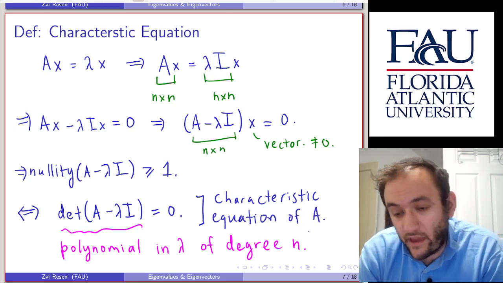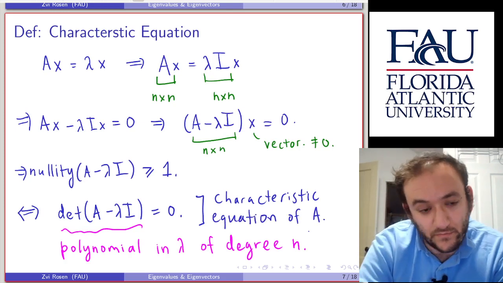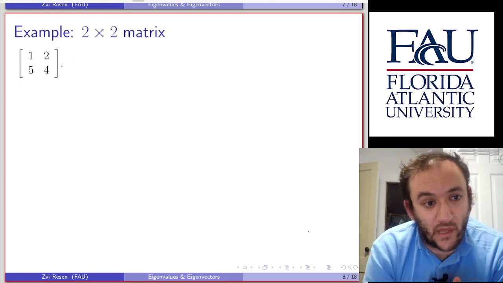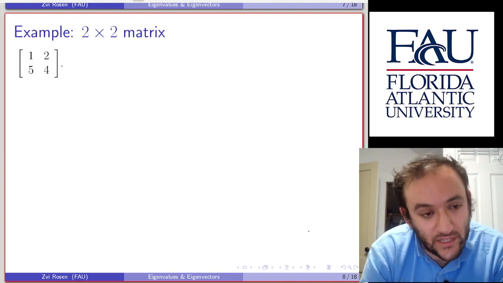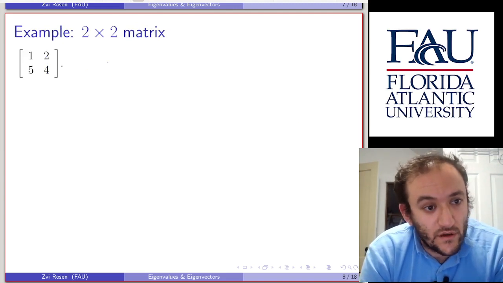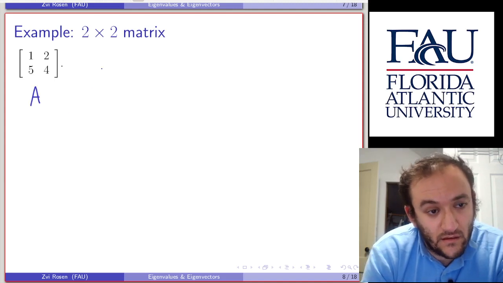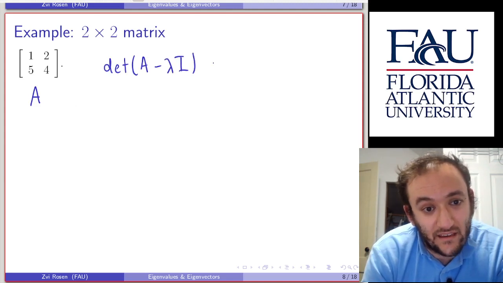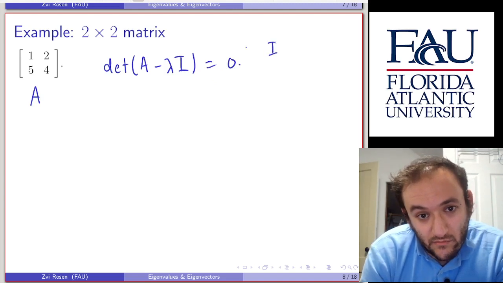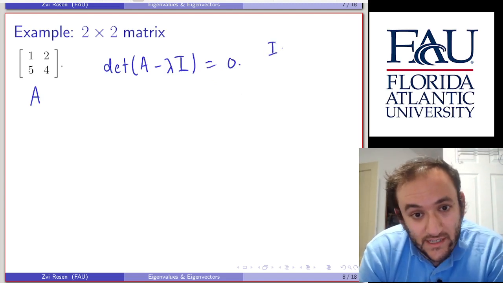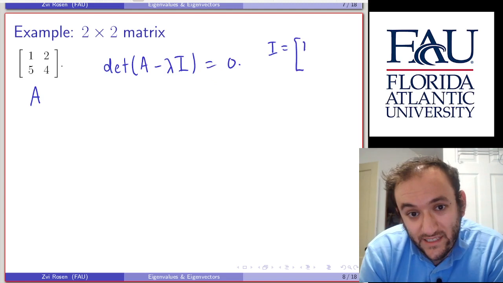Okay, sometimes the characteristic polynomial. Okay, let's see it at work for a 2 by 2 matrix. So we have this matrix A, and we're going to be looking at the determinant of A minus lambda times I equals 0. So again, because we're looking at a 2 by 2 matrix, I is going to be equal to the 2 by 2 identity matrix.